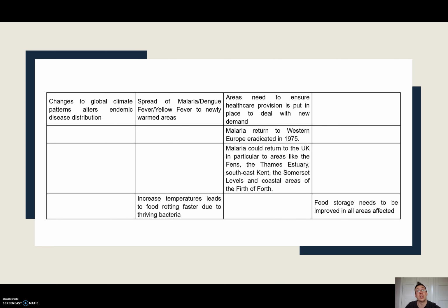Now, we also see, and this is one I always forget to mention, if you get higher temperatures, food rots quicker. One, that's a problem in terms of losing access to some food potentially, but also bacteria is going to become much more of a problem. And as a local impact of this, or a global one actually, because it would affect everybody equally, food storage facilities are going to need to be improved in order to manage that impact.